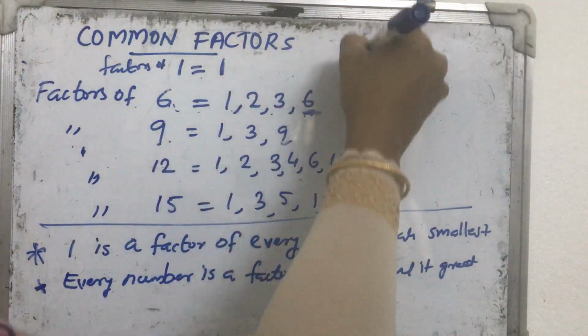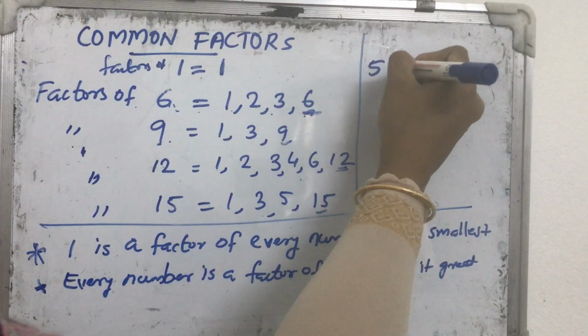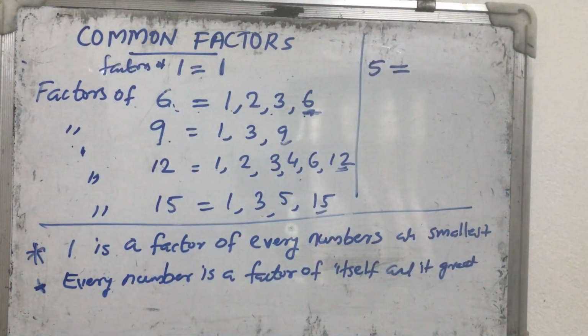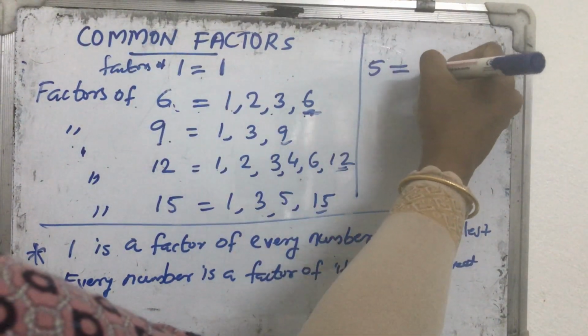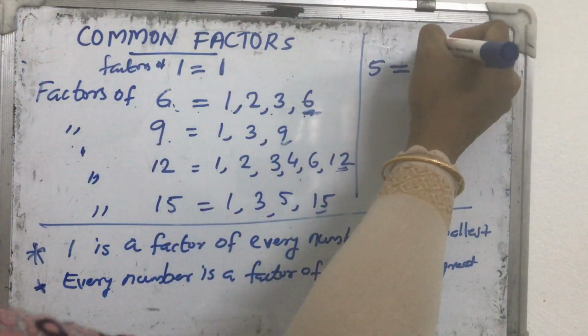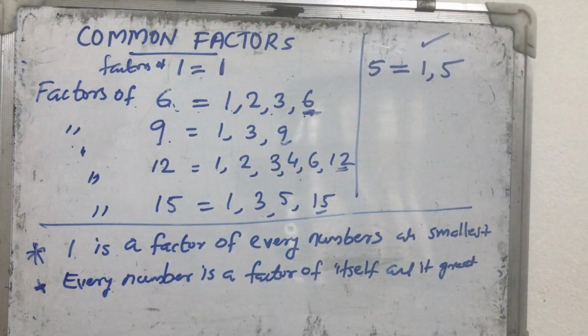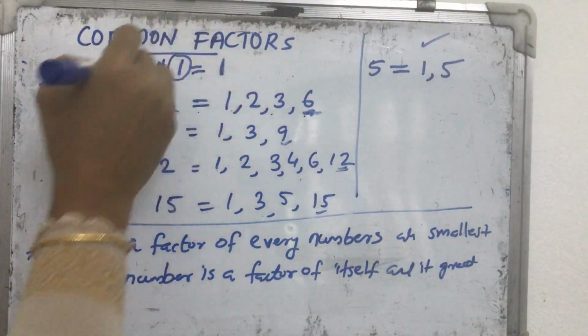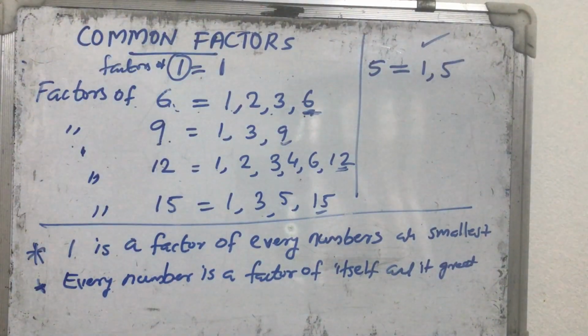Look, what are the factors of 5? To get the product 5, which numbers do we want to multiply? 1 and 5. So 1 and 5 are the factors of 5. Look, there also are 2 factors. Okay, so some numbers will have more than 2 factors, and some numbers will have at least 2 factors. The number 1 has only 1 factor. Okay, that is also another property.